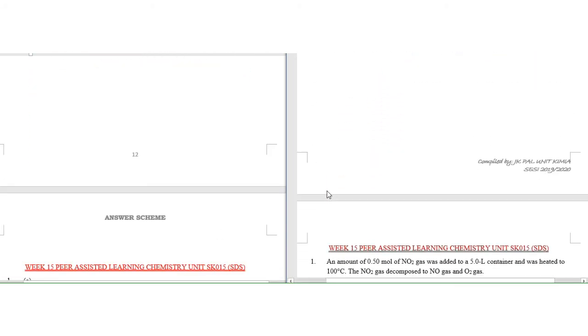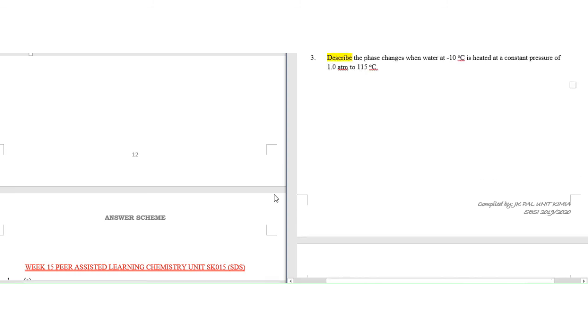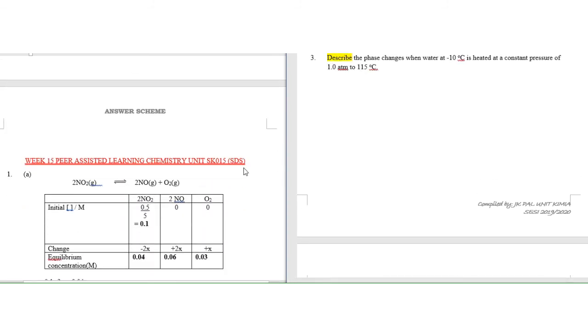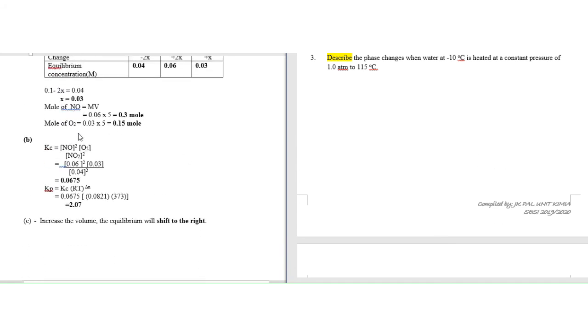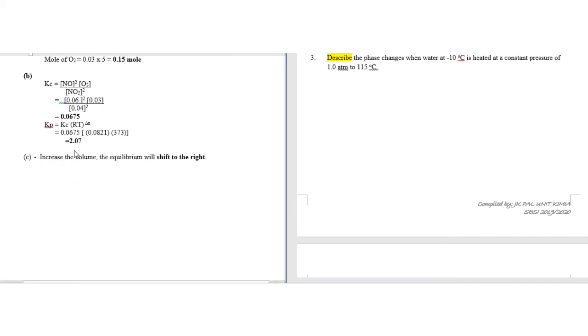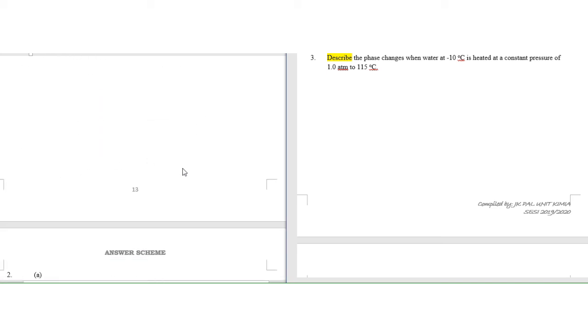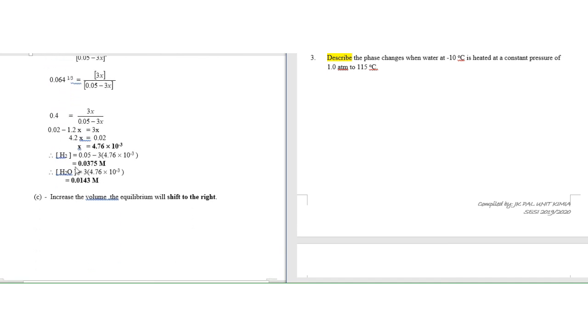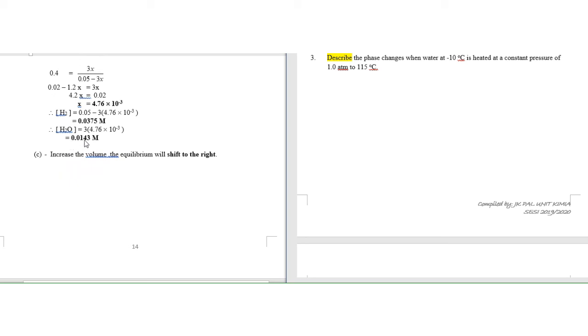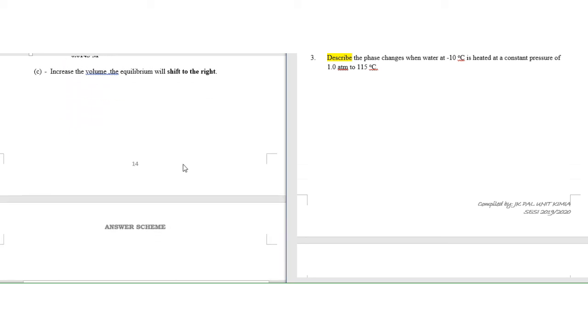That's all for the week 13 questions. You can jot down the final answers for week 15. The first one: 0.3 mole for NO, oxygen 0.15 mole. B, Kc is 0.0675, Kp is 2.07, and C is shift to the right. Then question number 2, write down the Kc expression and then calculation. The concentration of hydrogen is 0.0375 molar, water is 0.0143 molar, and for C is shift to the right.